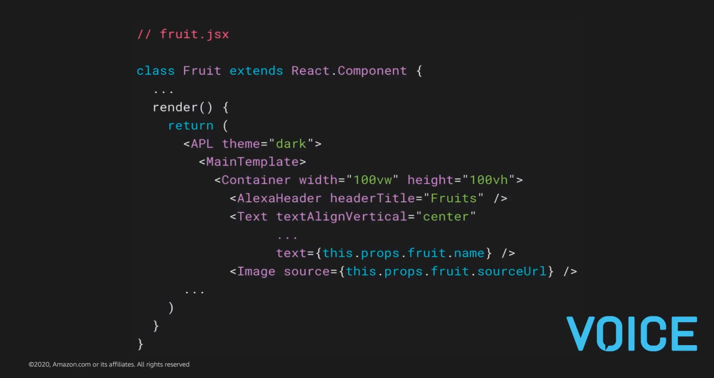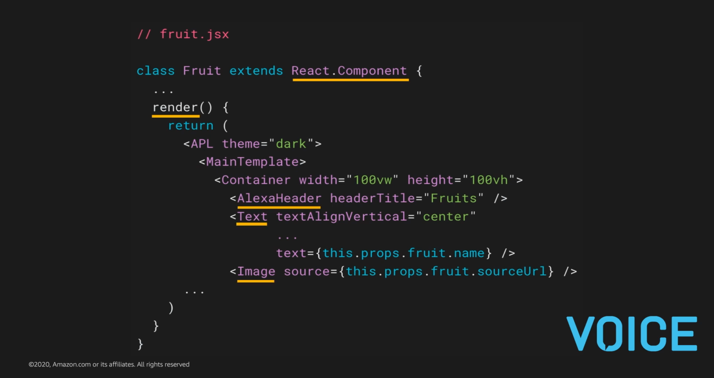First, you'll notice that every JSX for APL template is simply a React component. So if you're familiar with React, you'll use many of the same APIs and patterns here, including having a render function for your component. Next, JSX for APL provides a complete library of predefined APL components that you can use, such as Alexa header, text, image, and more.